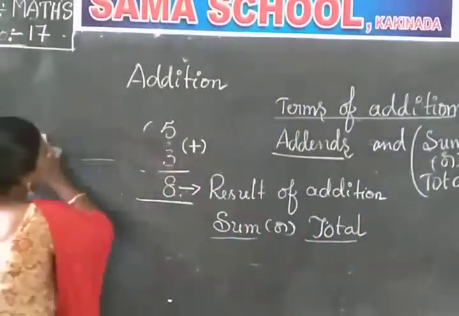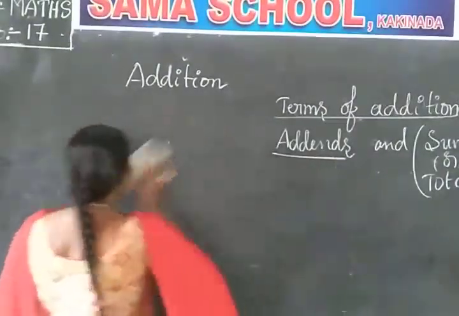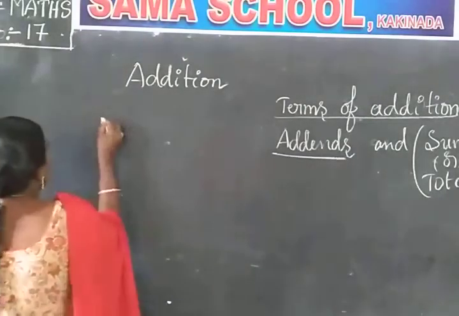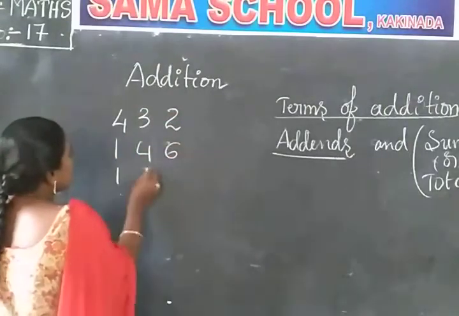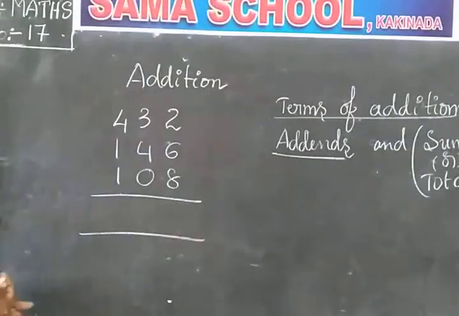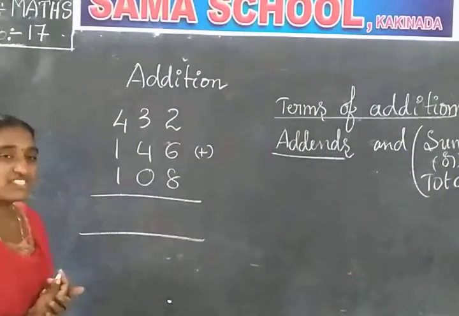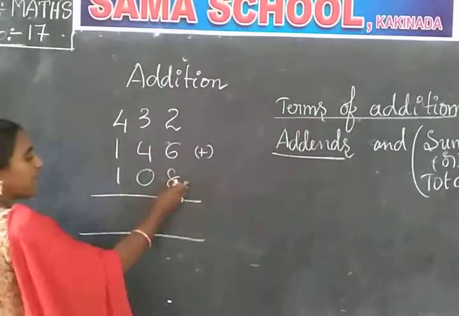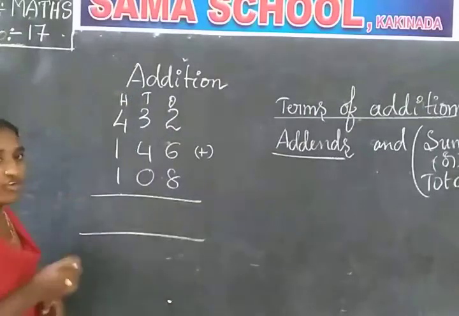Let us take another example. In that example, we have to find out the sum and we have to represent the terms also. See here, I have taken some numbers like this and we have to add these numbers. Do you know how to add? From which place you have to add? Either from left side or right side? Yes, always we have to add from the right side only. Ones, tens, hundreds.